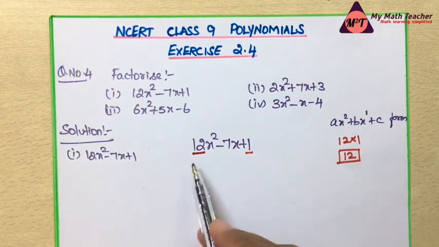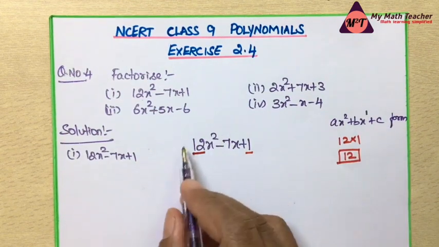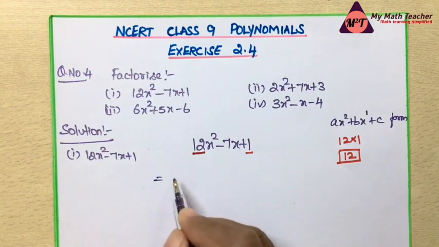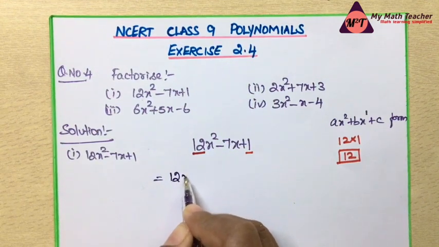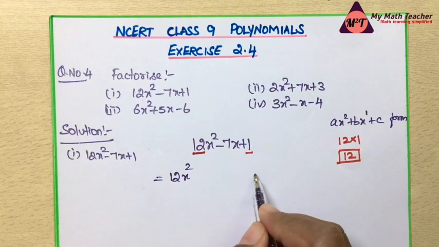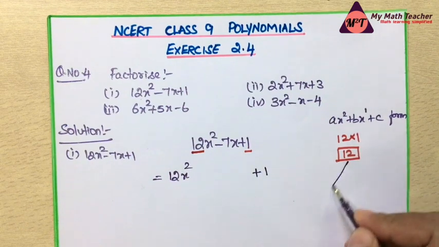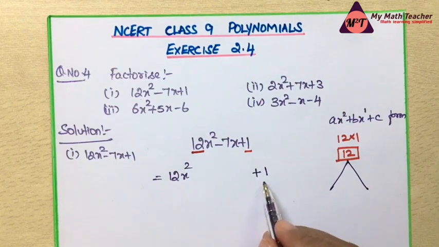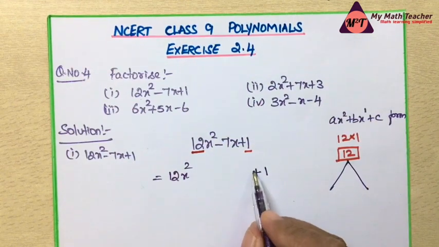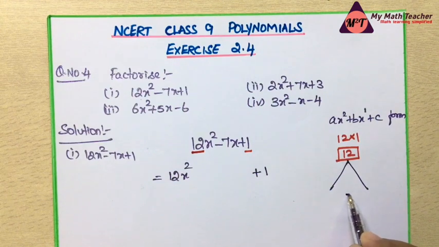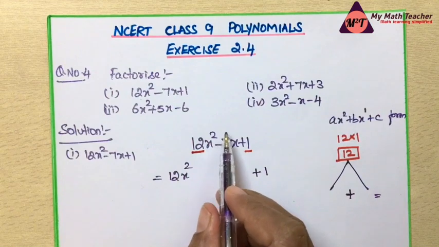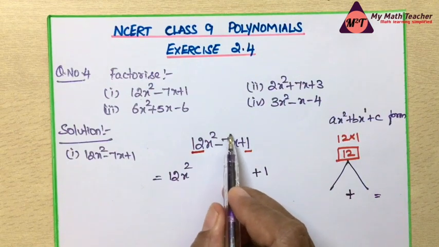As I said, we are going to split the middle term. So first you write the first term as it is and the last term as it is. Now we have to find 2 numbers. The sign before the last term is very important. You have to write it here. Now for splitting the middle term, you have to identify the number.